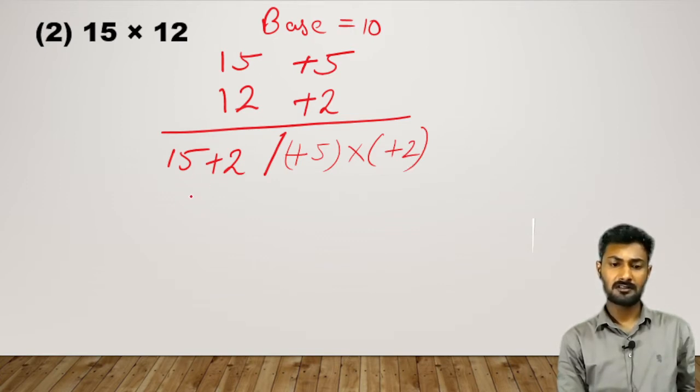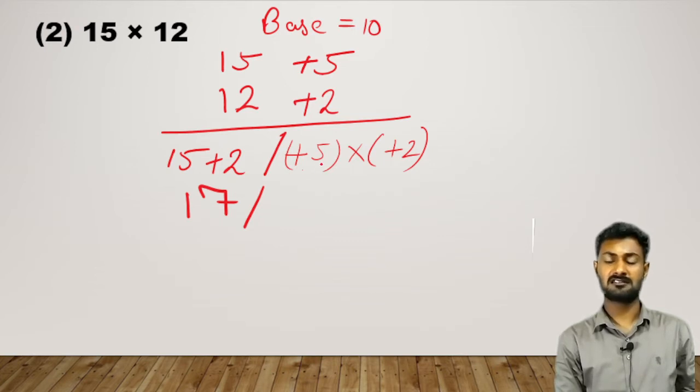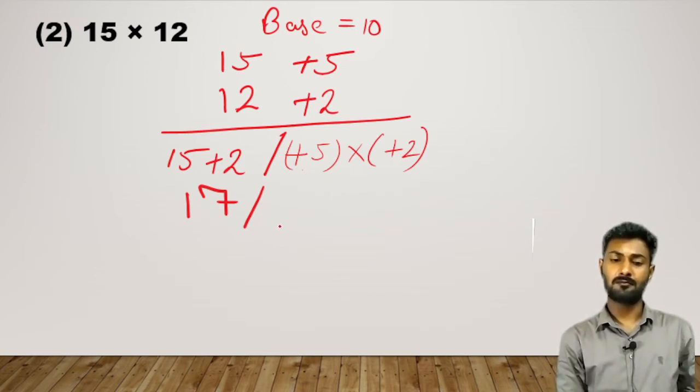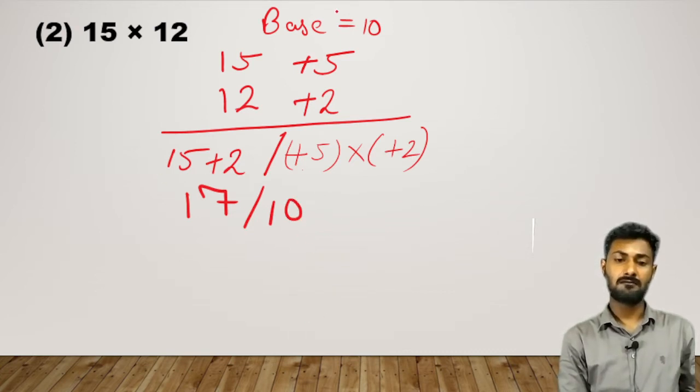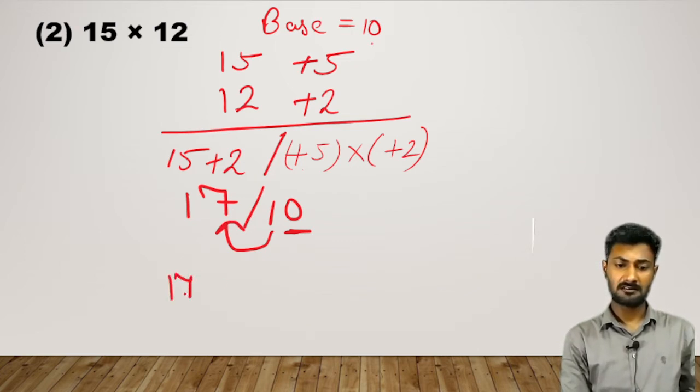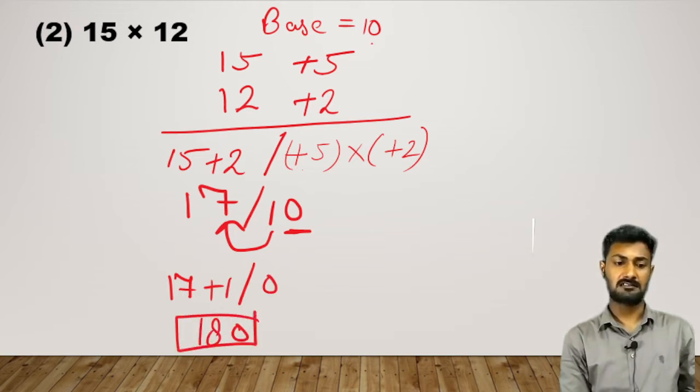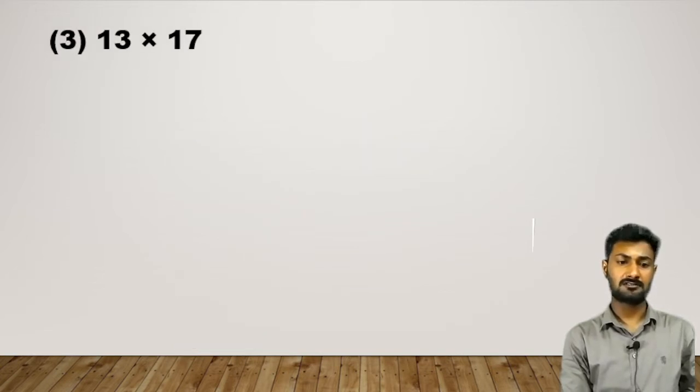Now 15 plus 2 equals 17, and plus 5 multiplied by plus 2. Both numbers are positive, so the result is also positive. 5 multiplied by 2 is 10. In this situation, if base is 10, then we write only a single digit and the other digit is added here. This becomes 17 plus 1, 0. This becomes 18 and 0. This is your answer. Now next question.